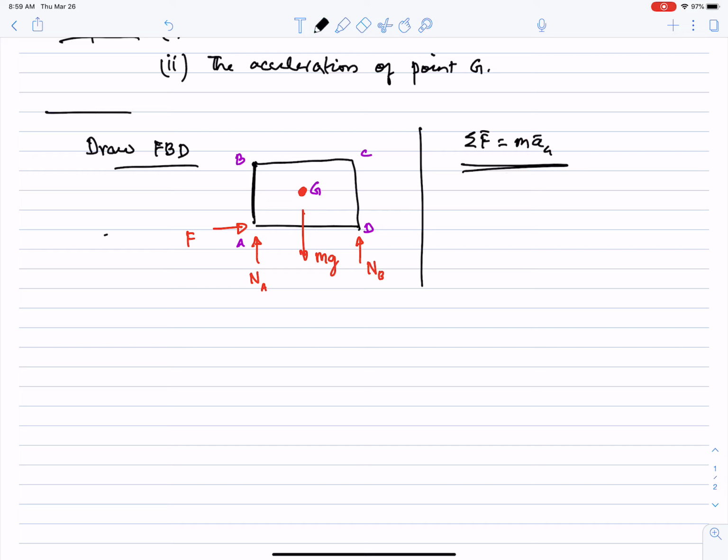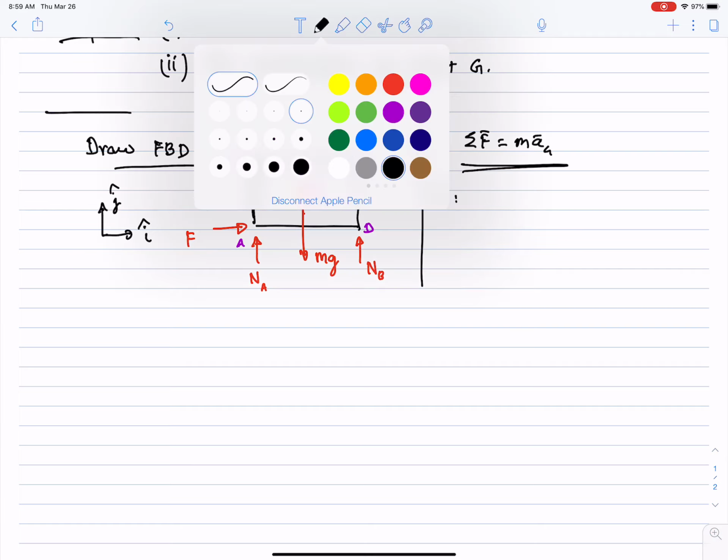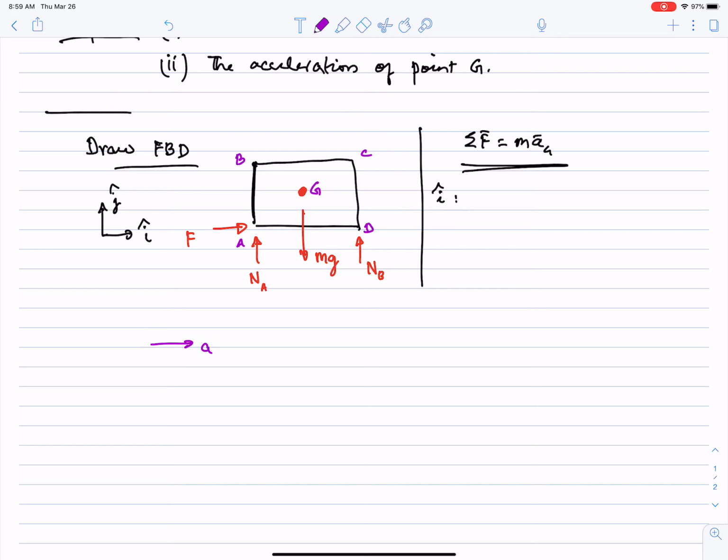So if you say this is the I direction, this is the J direction, then in the I direction we have, let's say the acceleration sideways is a_G, and in the vertical direction, let's say it's equal to 0. This is acceleration. No movement vertically, say.